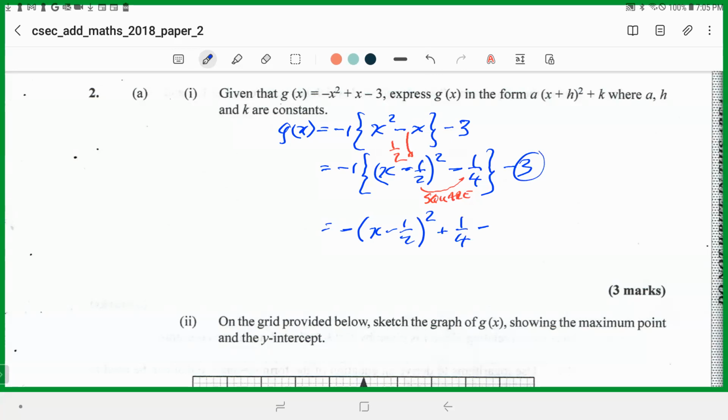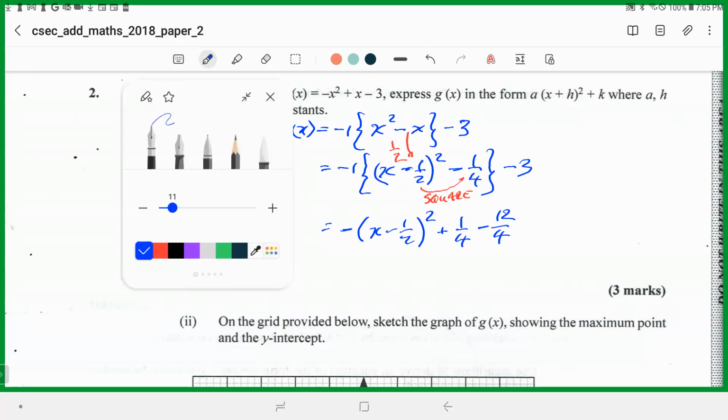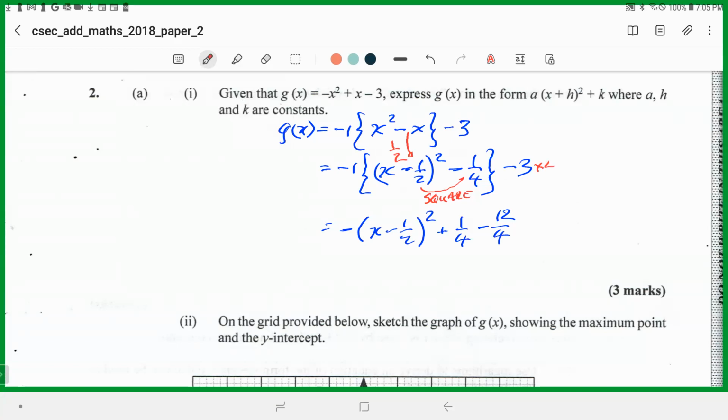minus this 3, which is the same as 12 over 4. Change the 3 to 12 over 4. I will multiply it by 4 and divide it back by 4, because I want to have the same denominator as 4 as this one. Then you consolidate the values. So you get minus bracket x minus half squared, minus 11 over 4.